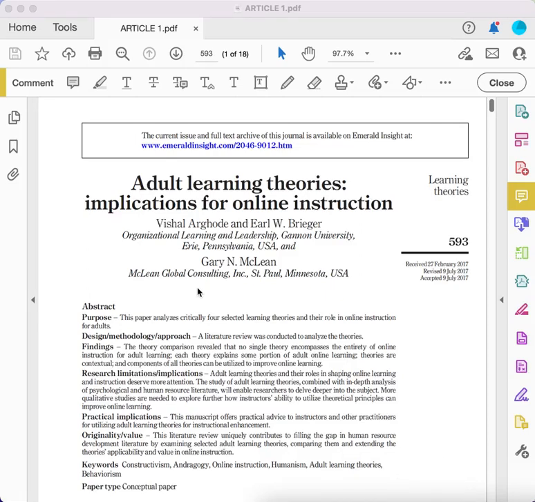Hi, I'm Dr. Megan Medley, and this is going to be our first article that we discuss for Psychology of the Adult Learner. This is the Adult Learning Theories, Implications for Online Instruction article. And a few things before we get started.